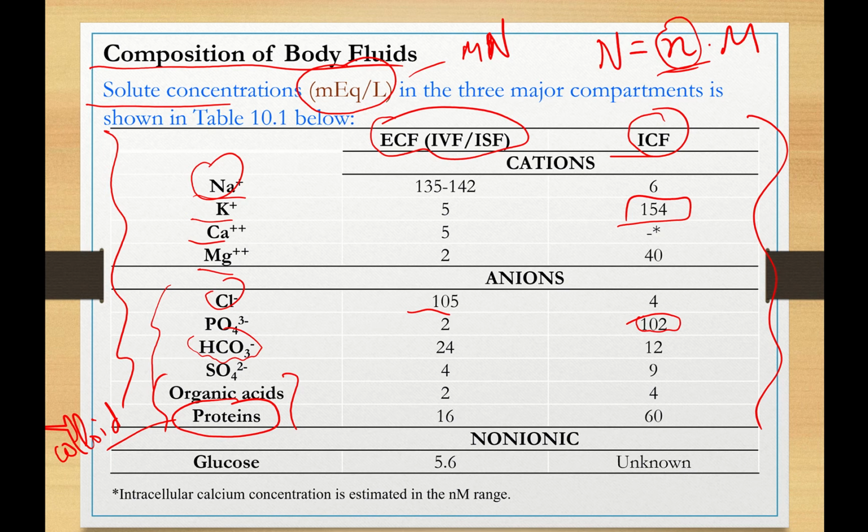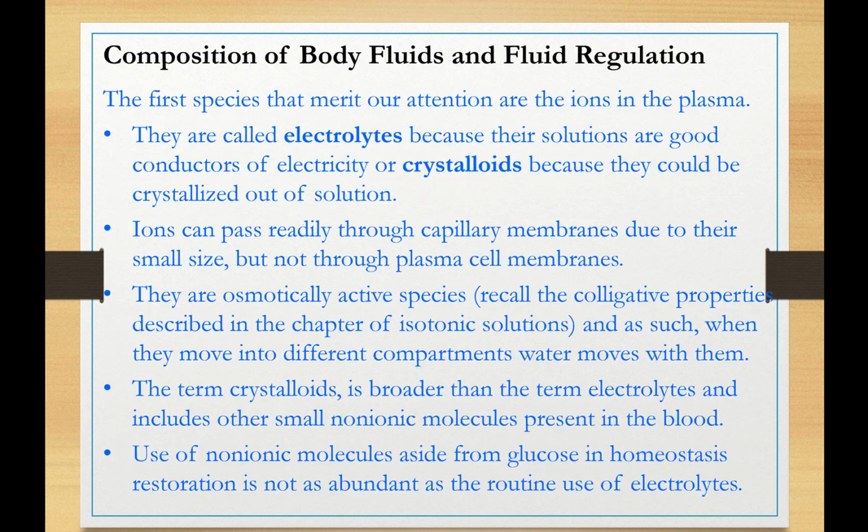And finally, non-ionic solutes present in body fluids, predominantly glucose, 5.6 milliequivalents per liter. Of course, when you usually report the glucose concentration in the blood, you report it as grams per dL. But in this case, I just wanted the units to be uniform throughout the table. Okay, so let us now move to the explanation of terms here. I have already described the electrolytes. These are the ionic solutions, okay?